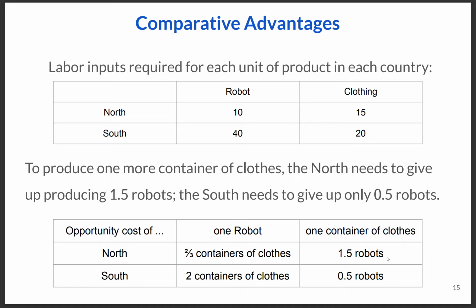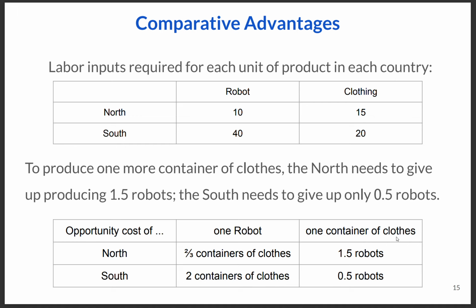Similarly, the opportunity cost of 1 unit of clothing in the South is 0.5 robots. Because the South needs 40 units of labor for each robot but 20 units of labor for each container of clothes, the South gives up half a robot to produce 1 container of clothes. Because the opportunity cost to produce clothes is lower in the South than in the North, we say that the South has a comparative advantage in producing clothes.